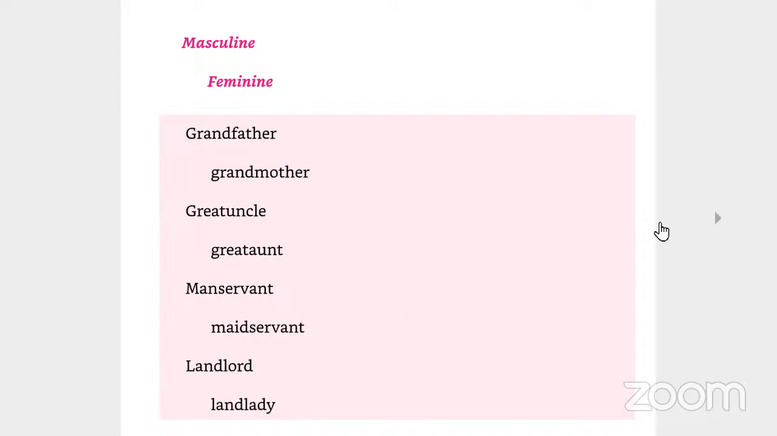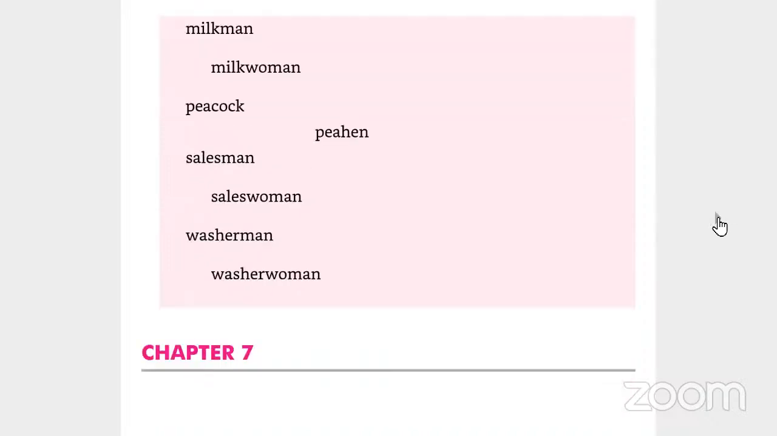Manservant, maidservant, landlord, landlady, milkman, milkwoman, peacock, peahen, salesman, saleswoman, washerman, washerwoman. So this ends the section of the chapter called noun in the form of genders.